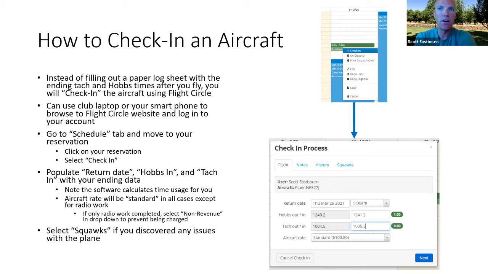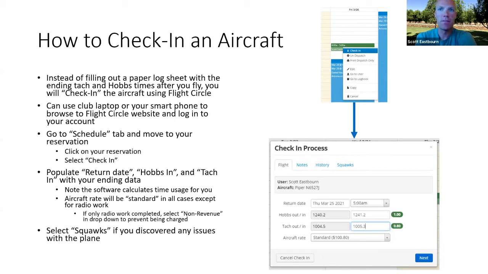The most important ones are the hobs in and tack in. So here you can see I just made up some numbers, and in the green off to the right, it automatically does the math for you. So you can see what your hobs time is, which is what we bill off of, and then the tack time. So that's another good check for making sure that you put those numbers in correctly. If you see 10 hours and you just went and did 3 patterns, well, you probably fat fingered a number inside your check-in. So just check those numbers, make sure it makes sense with how much you flew, and that those numbers match what's inside the plane.